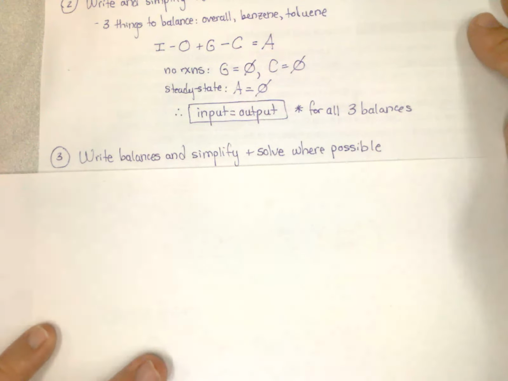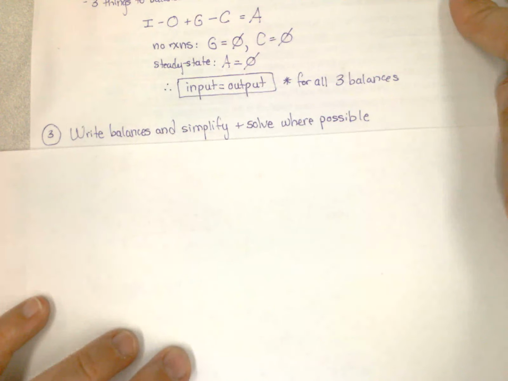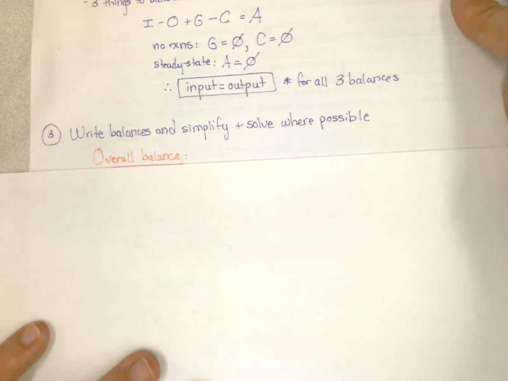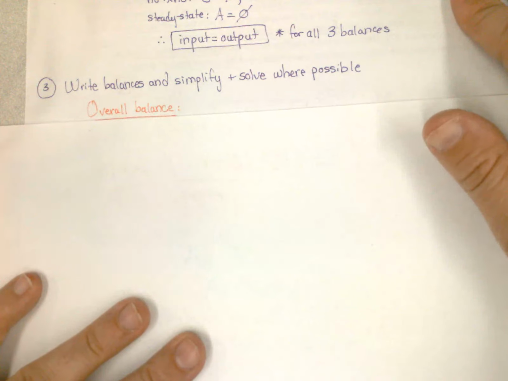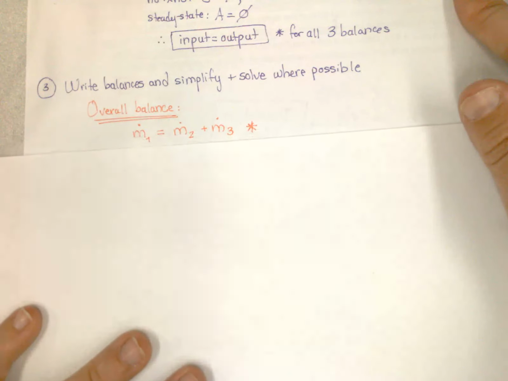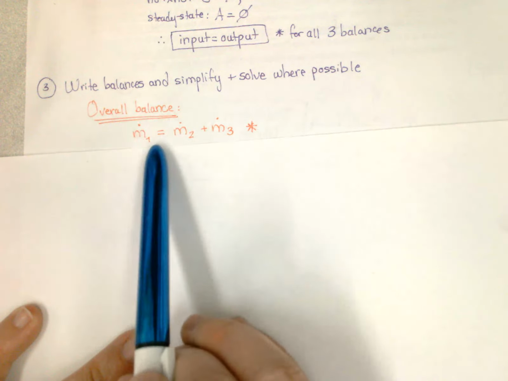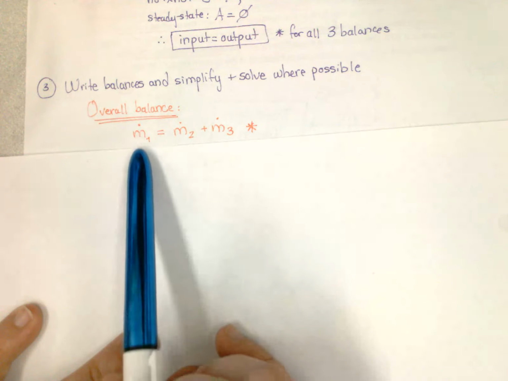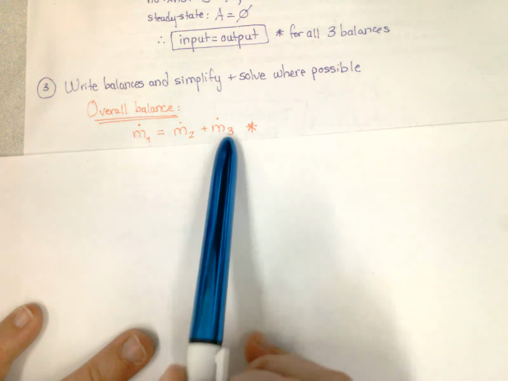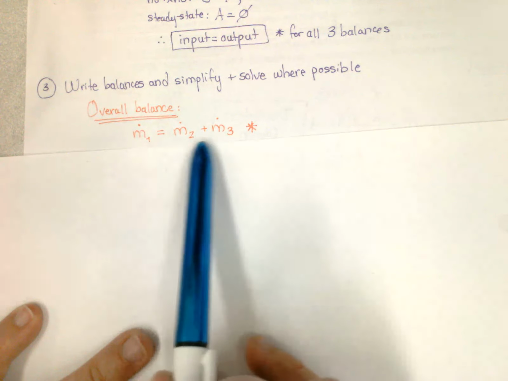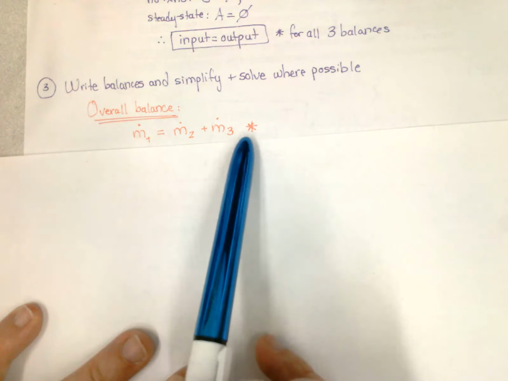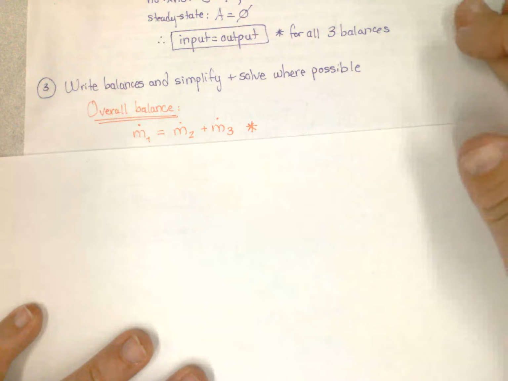Next thing that we do is write out our balances, simplify and solve anything that we can where possible, to have really easy balance equations to work with. The first one that I'm going to write is the overall balance. So overall, we have input equals output. If we take a look back at our flow diagram, M1 is coming in and M2 and M3 are leaving. So M1 is your input, M2 and M3 are outputs. So this is the overall balance equation, and I put a little star next to it so that you remember that this is one of the equations we're going to use.